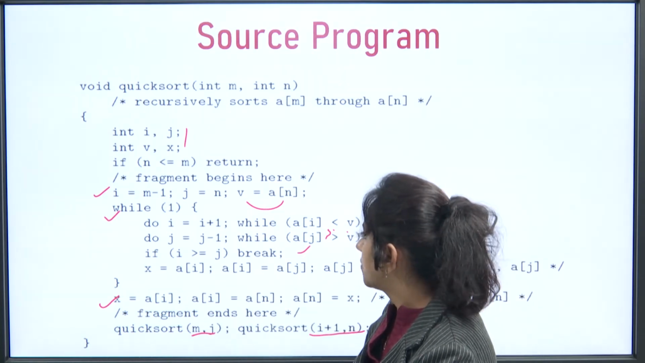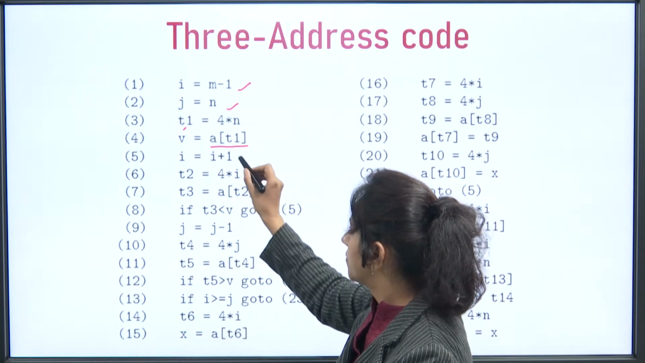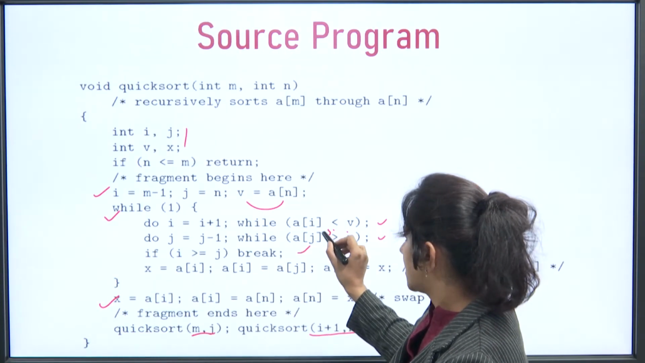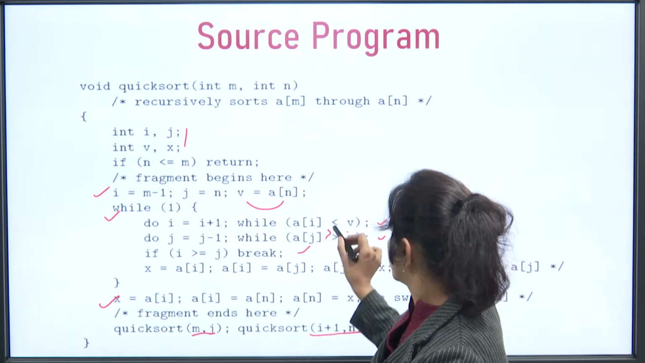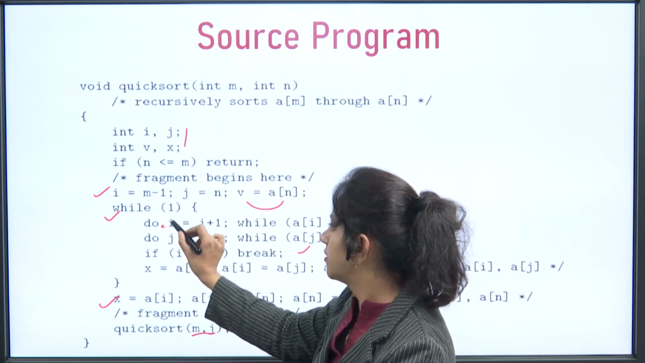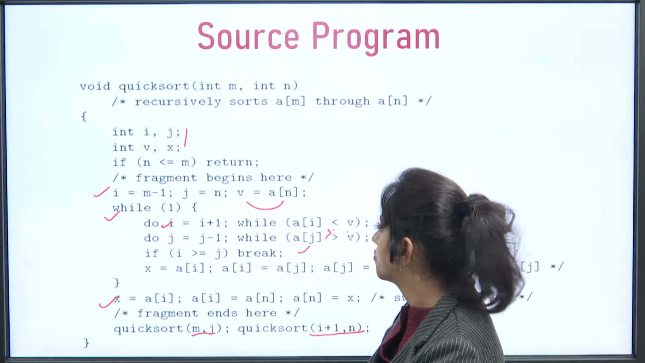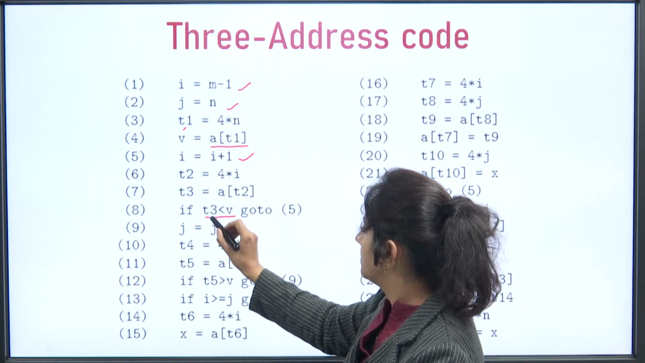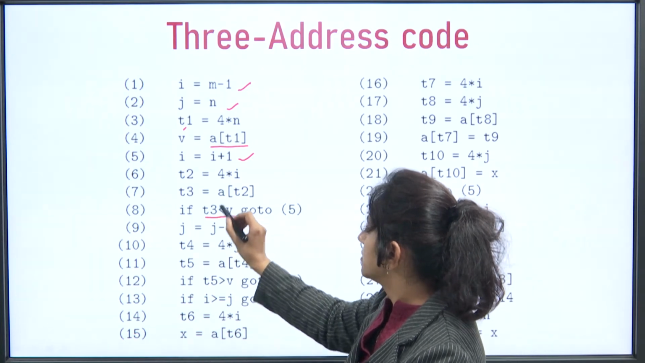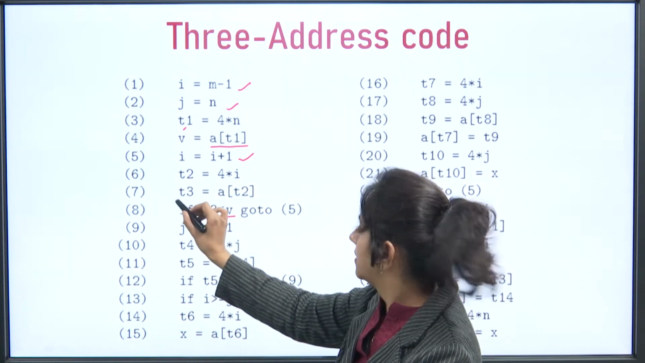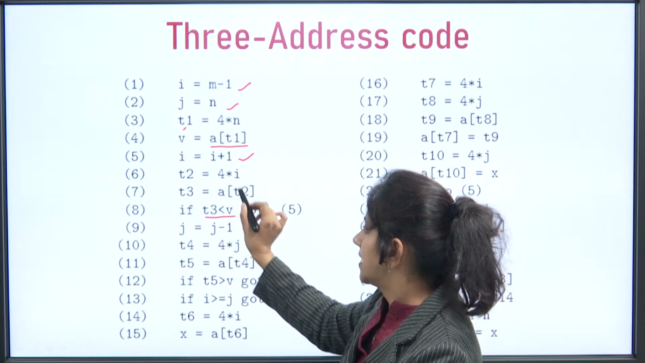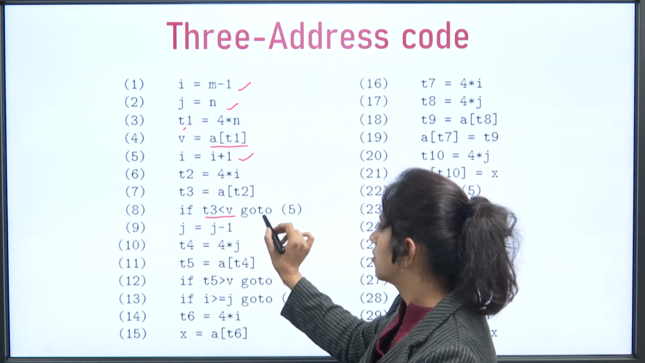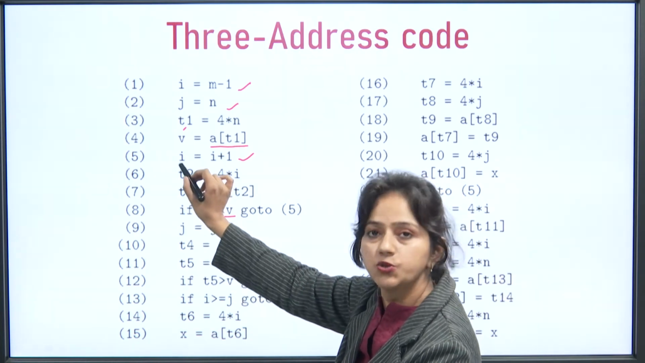So, I is equal to I plus 1, simply I is equal to I plus 1. Now, here we have while a at I is less than v. So, we will go back to this particular statement till this condition is true. So, here if this condition is true, a at I is 4 into I, we will take in T2, then a at T2 we are setting it to T1 and T3. Now, T3 is less than v, we will go to I plus 1, I is equal to I plus 1.